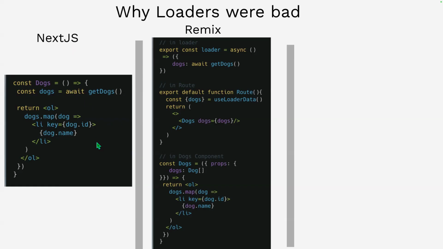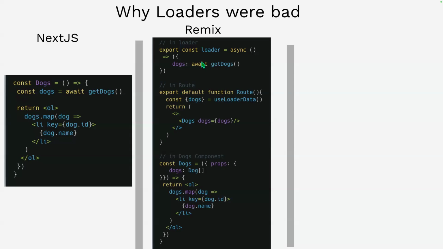In other words, when I look at dogs here, just imagine it's a dogs list component. I have dogs equals await get dogs, and then I map over those dogs. I know exactly where those dogs come from because everything is co-located right there. Boom, great, love it. In Remix, you're doing something like this.